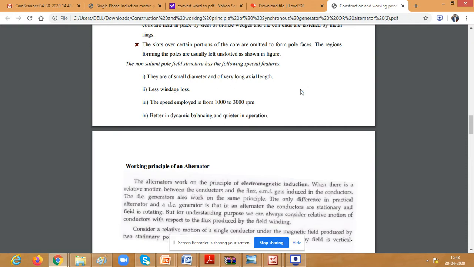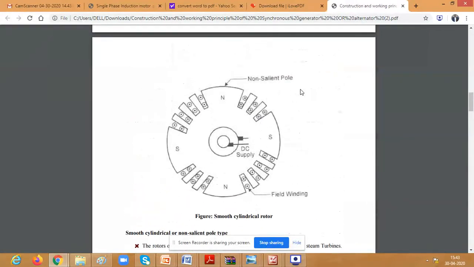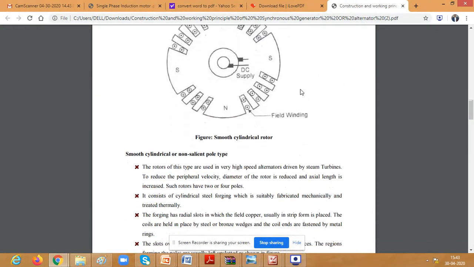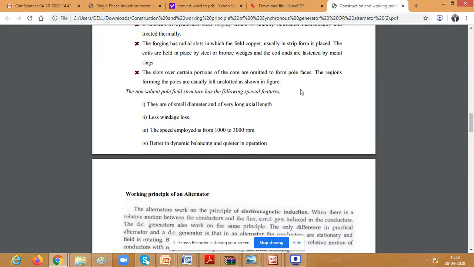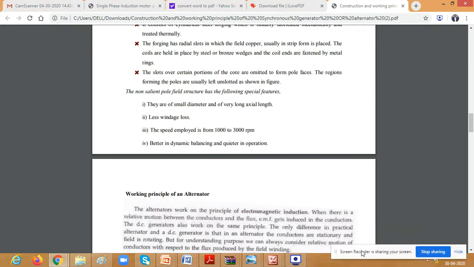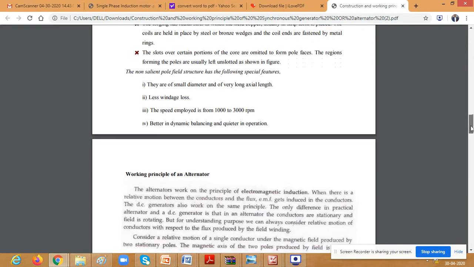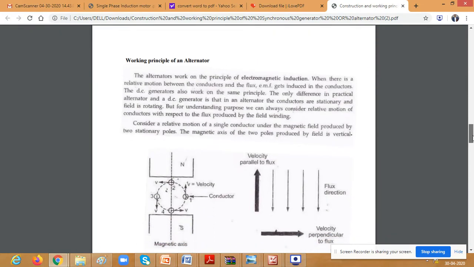So that was all about the construction here. In construction we have two parts. One is our armature winding, which is stationary here. Another is our field winding, which is moving here, and for that we are using the DC supply. So that is all about the construction. And now we see the working principle of a synchronous generator.